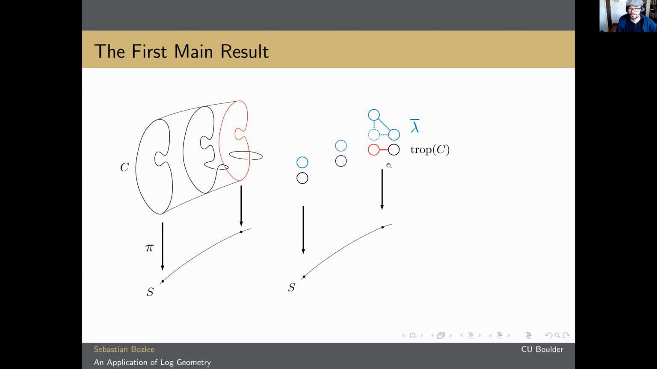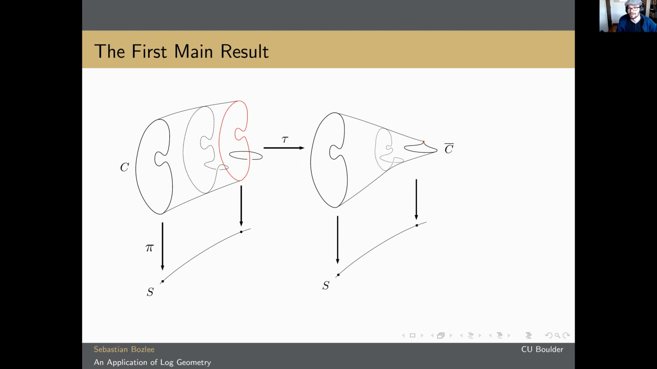So given this data, my result says that we can define a contraction morphism, which takes that subcurve that we've picked out using our mesa and collapses it to a singular point. Not just any singular point, but a singular point with the same genus as what we've collapsed. So in particular, this elliptic curve gets contracted to a single point. That point's a cusp. Cusps have genus 1, so that's a good trade.